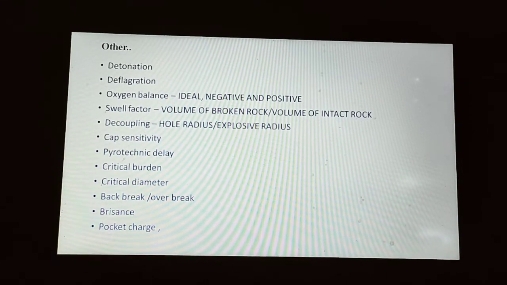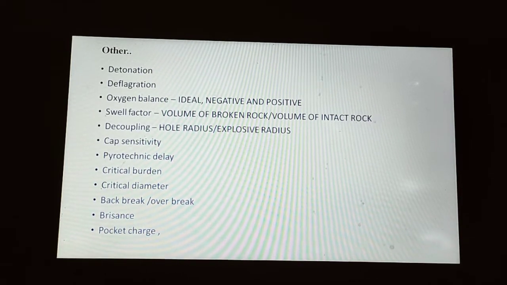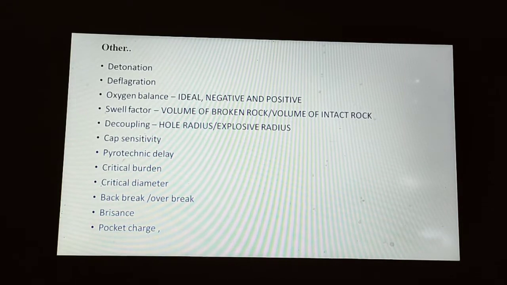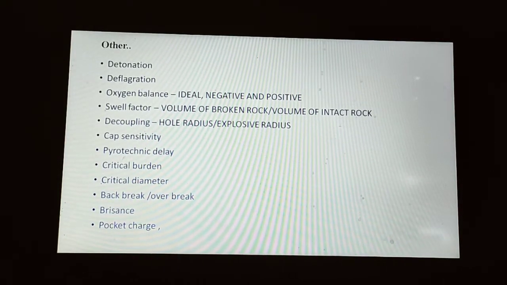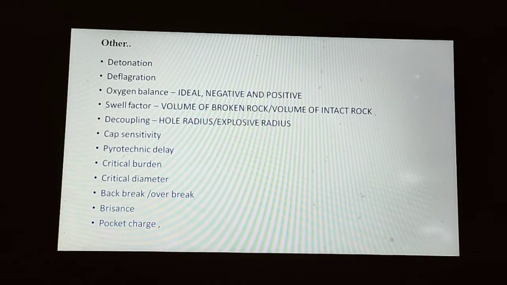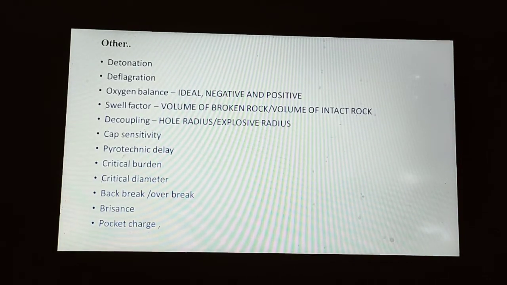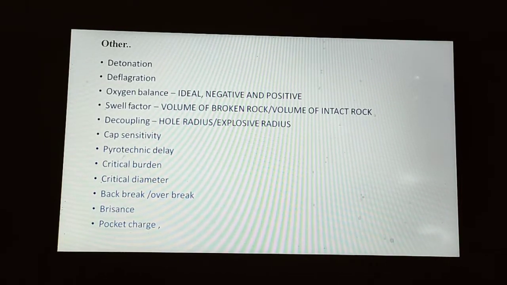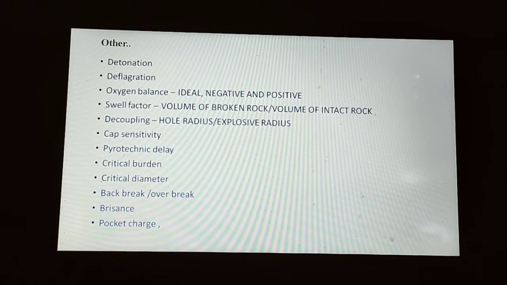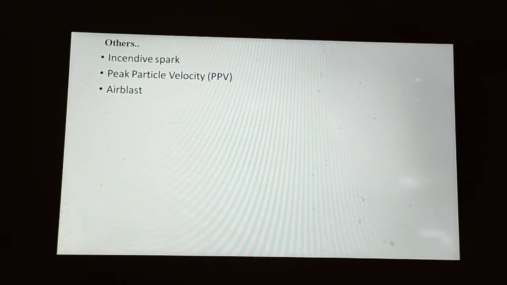Back break, or overbreak: if a rock breaks beyond the excavation limit, that is known as back break or overbreak. It happens because of improper blast design. Brisance: some highly commercial explosives are characterized by an intense shattering effect upon detonation, known as brisance. Pocket charge: some amount of explosive placed in the stemming portion of a short hole is known as pocket charge. Now the other parameters are incendiary spark, peak particle velocity and air blast.